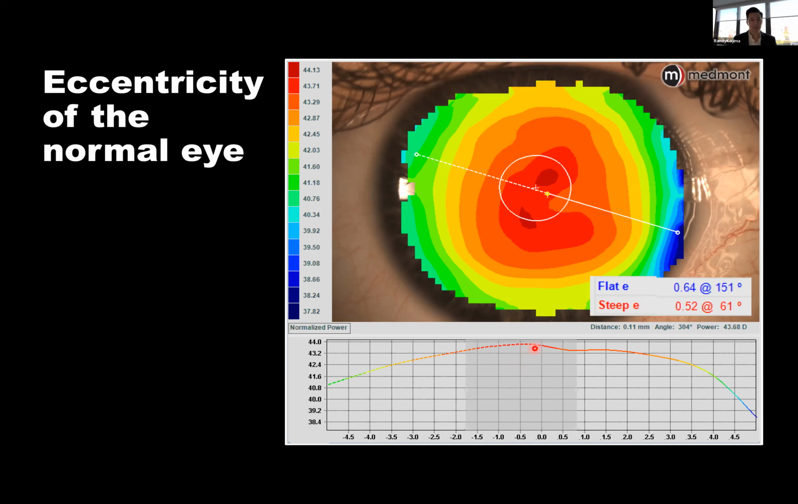How does the eye change from the center, the apex, to the periphery? You know a normal cornea will be steepest in the center, flattest toward the periphery, and a normal eccentricity with this topographer is about 0.65. In this case, this patient is 0.64. Very normal. The rate of flattening of this eye is absolutely within kind of a normal range.